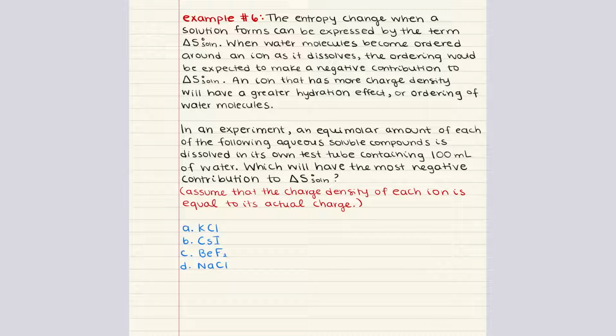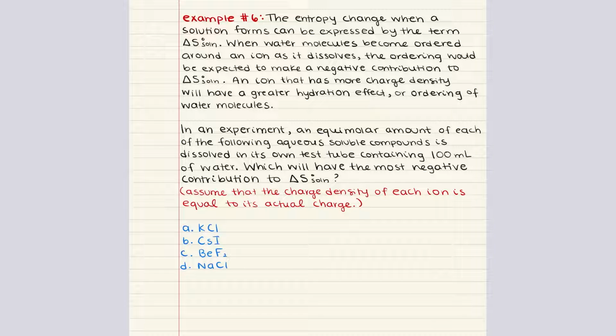Now, let me reiterate, when water molecules become ordered around an ion as it dissolves, this ordering results in a decrease in entropy, making a negative contribution to delta S of solution. So an ion with a higher charge density will have a greater hydration effect, leading to more ordering of water molecules and a more negative delta S of solution. Now here we want to assume that the charge density of each ion is equal to its actual charge. So let's examine the charge of each ion in the given compounds.